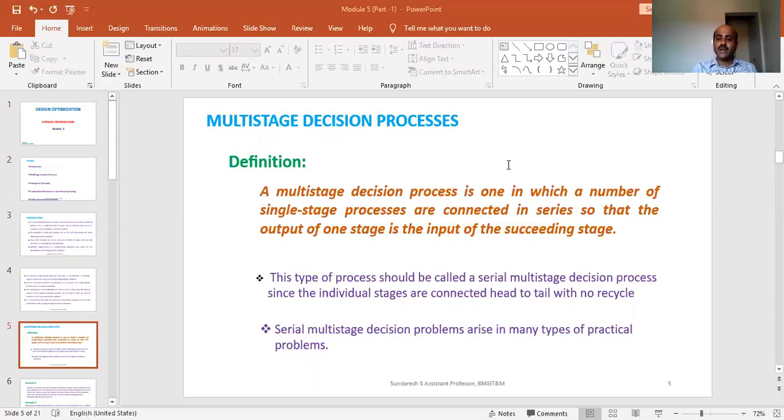Serial multi-stage decision problems arise in many types of practical problems. So let us look at different examples where we consider the process as a serial multi-stage decision process, where we have to make decisions at the different stages. Let us discuss some simple examples one after the other.